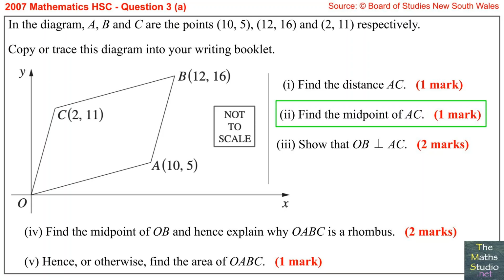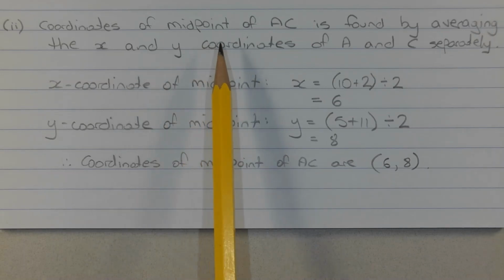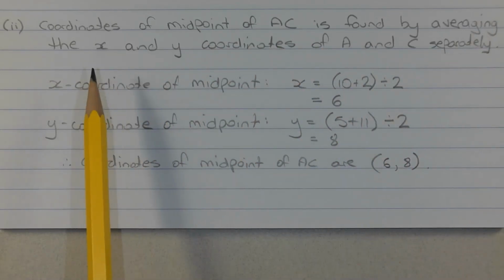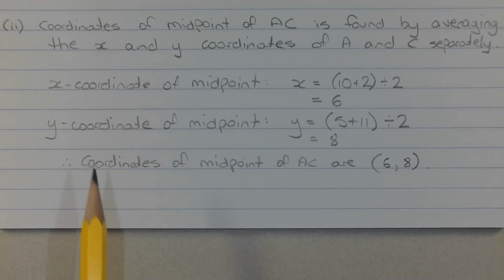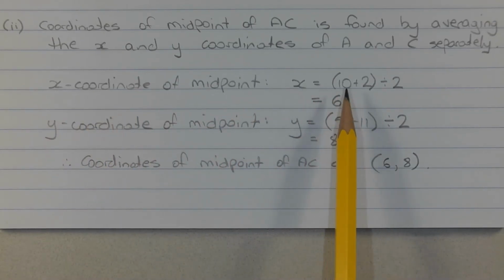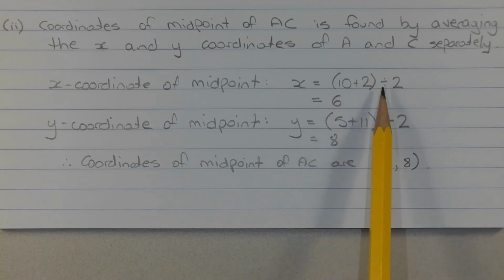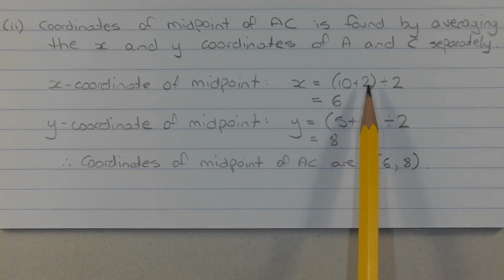Part 2. Find the midpoint of AC. The coordinates of the midpoint of AC are found by averaging the x and y coordinates of points A and C separately. So the x coordinate of the midpoint of AC is found by x equals (10 plus 2) divided by 2, which equals 6. So that's the average of the x coordinates 10 and 2.